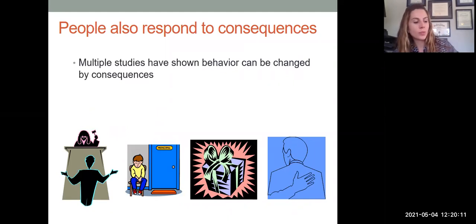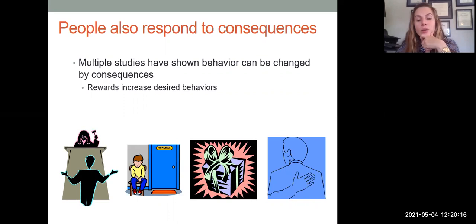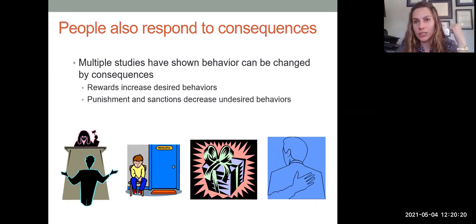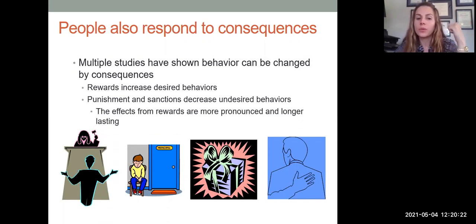Because we know people will respond to consequences just like animals do, and that rewards will increase a desired behavior and punishments will decrease an undesired behavior. The problem that we run into is that as a society, we tend to go for punishments. We tend to want to prioritize punishments, or at least we have historically, but they don't work as well.